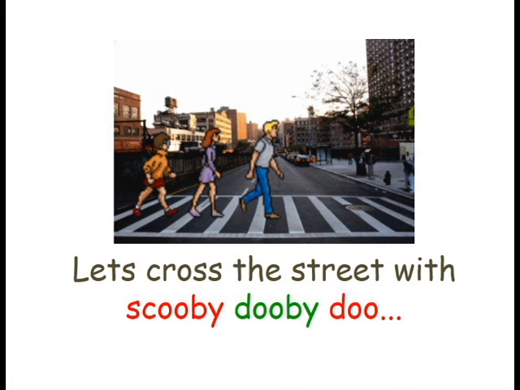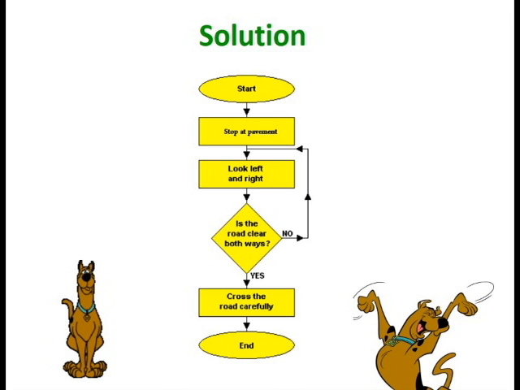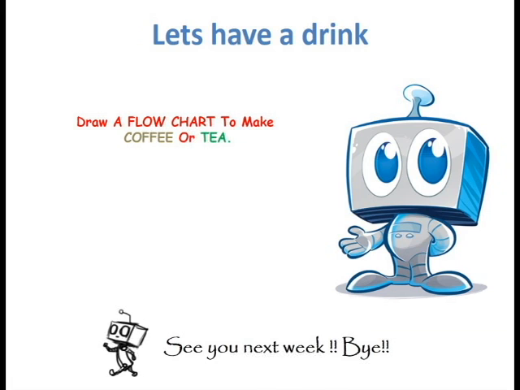A small example to teach flowchart. Now let's cross the street. Move the blocks of the flowchart and find the correct procedure to cross the road. Let kids come up with a flowchart for coffee or tea or a washing machine or something that interests them.